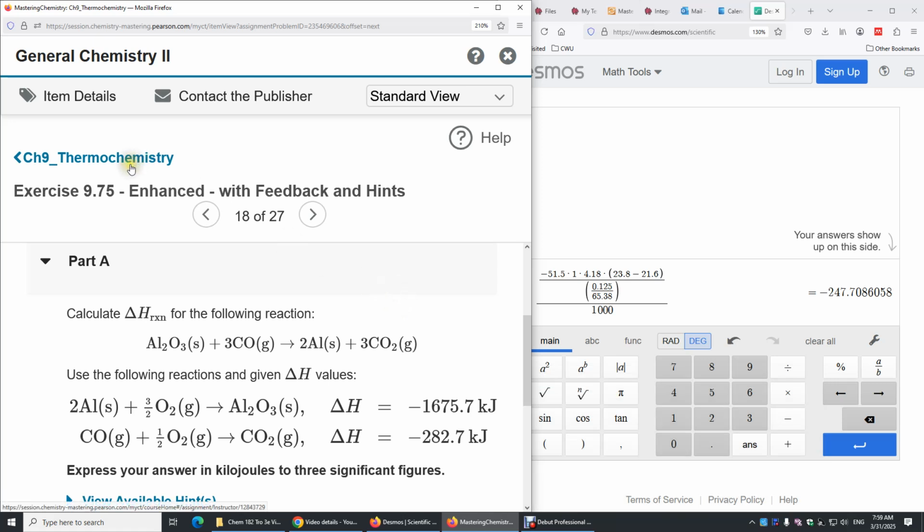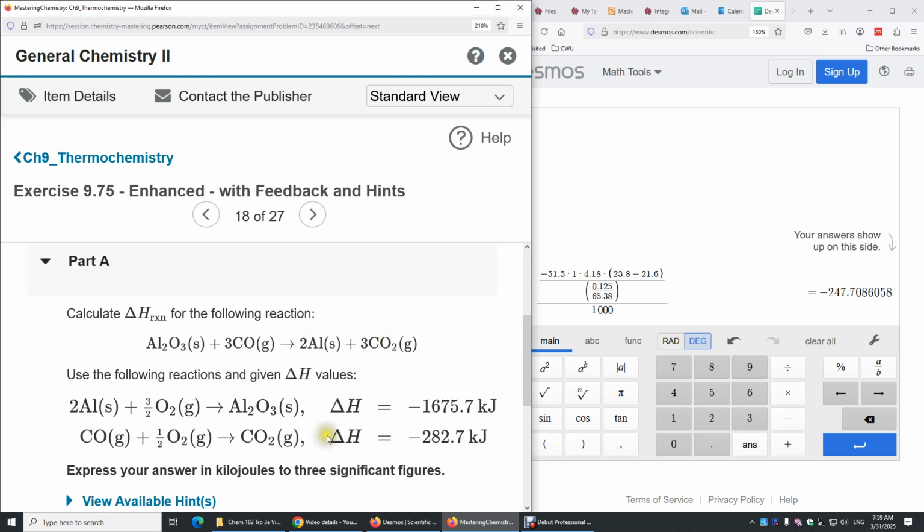Chapter 9, Thermochemistry, Exercise 9.75, Part A. Calculate the enthalpy of reaction for this: aluminum oxide reacting with 3CO, carbon monoxide, to produce 2 aluminum and 3 carbon dioxide.